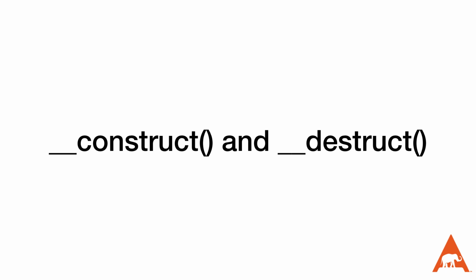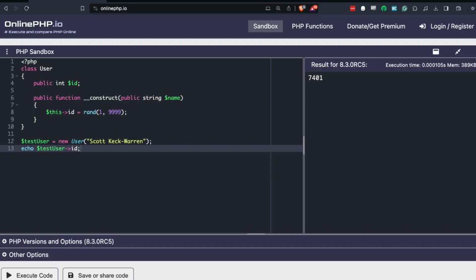Without a doubt, the most important magic method in PHP is the construct method. The construct method is used to define how a class should be constructed or initialized. The body of the construct method should include things like initializing variables and calling other functions inside the class. Unlike other programming languages, PHP only allows for a single constructor.